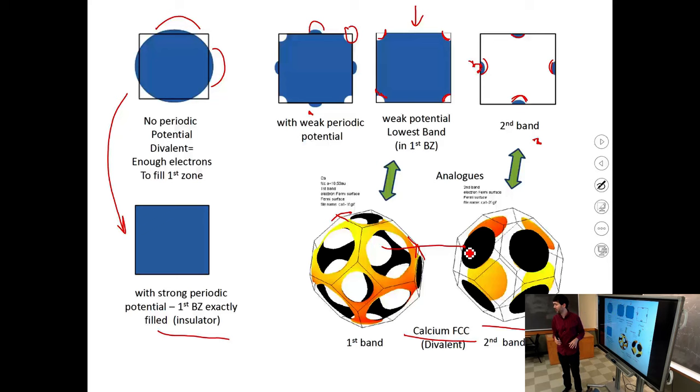Nevertheless, it's still conducting. What determines if it's a conductor or an insulator? That's determined by the nature of atoms, how strongly they're coupled, what is the atomic spacing. So you put all these parameters into the model, and you can predict what the Fermi surface is going to look like for each element.